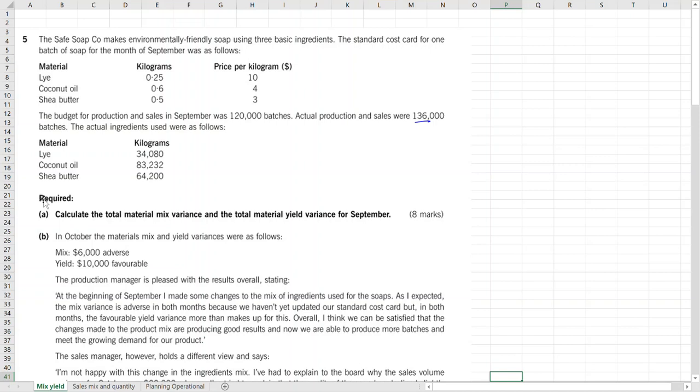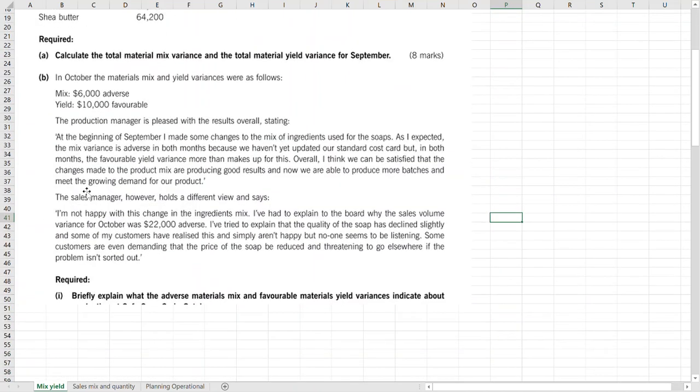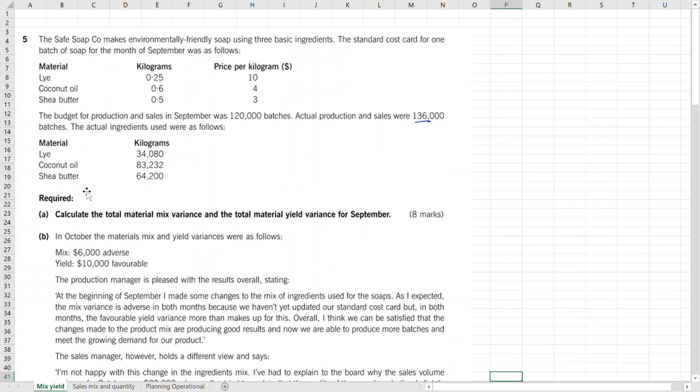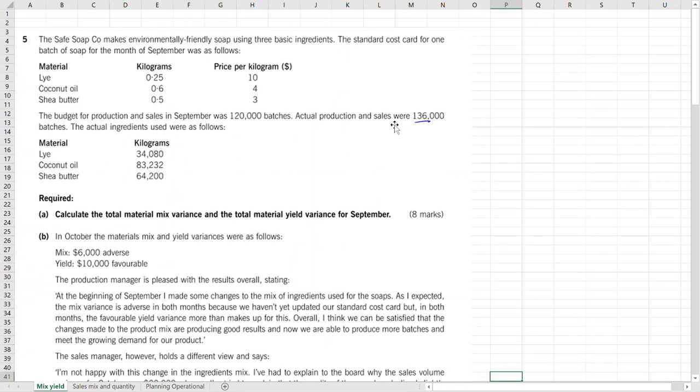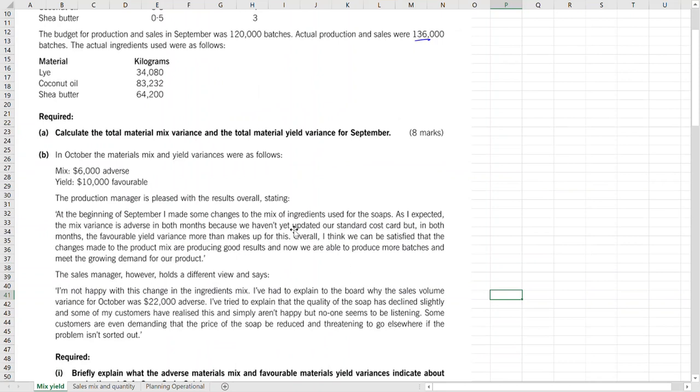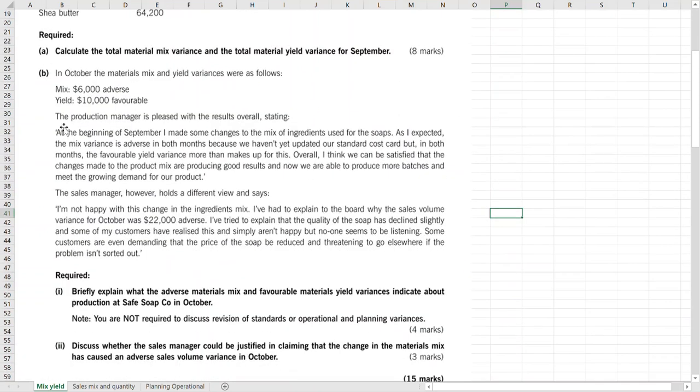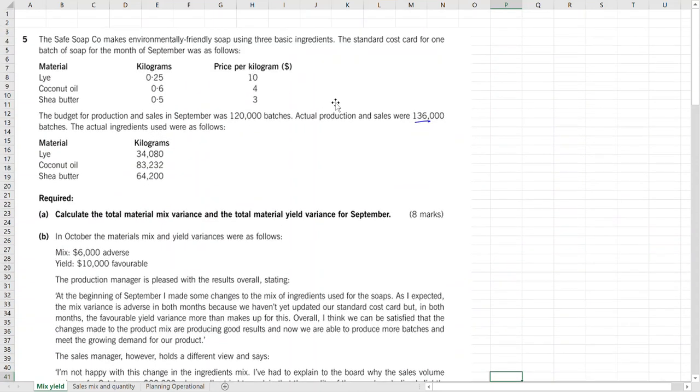We have two sections, section A and section B. Each section is separate from the other. If you answer this section, it doesn't have any link with that section. There is some further explanation in this section, then there is a requirement, which doesn't have anything to do with that one. Required: calculate total material mix variance and total material yield variance for September.